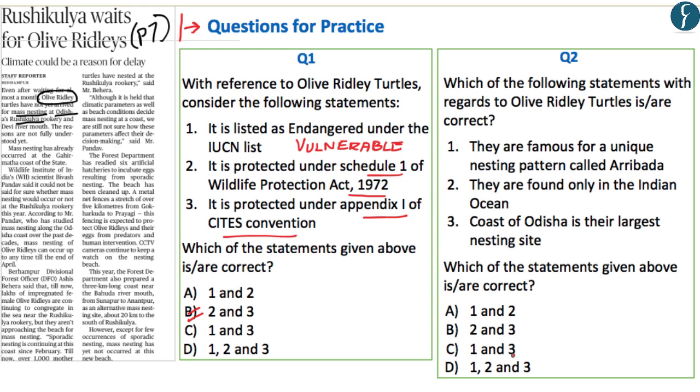Now, with regards to question number 2, the correct answer is C, 1 and 3, whereby they have a unique nesting pattern called Arribada, and the coast of Odisha, and especially the Rushikulya coast, is their largest nesting site. However, with regards to statement number 2, they're also found in the Atlantic and the Pacific Ocean.